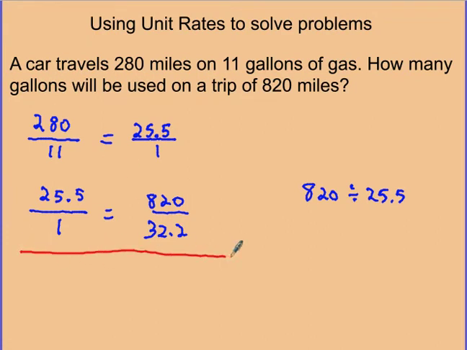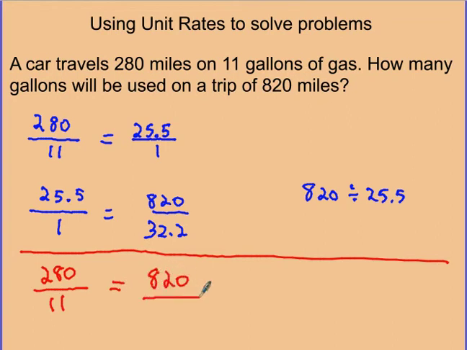So let me put a line down here. We're going to start in the same place. You have 280 miles over 11 gallons, and we're going to skip the unit rate. So I want to have 820 miles here, and I don't know what that number is. We're going to do something called the fish method. It has nothing to do with me. It has to do with, we're going to draw a picture of a fish.